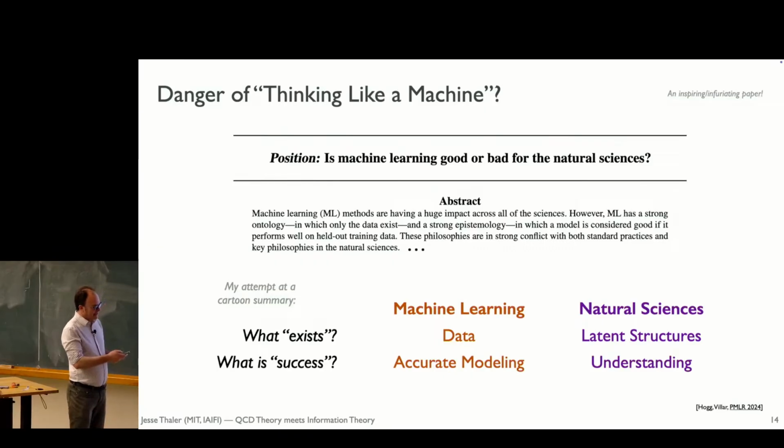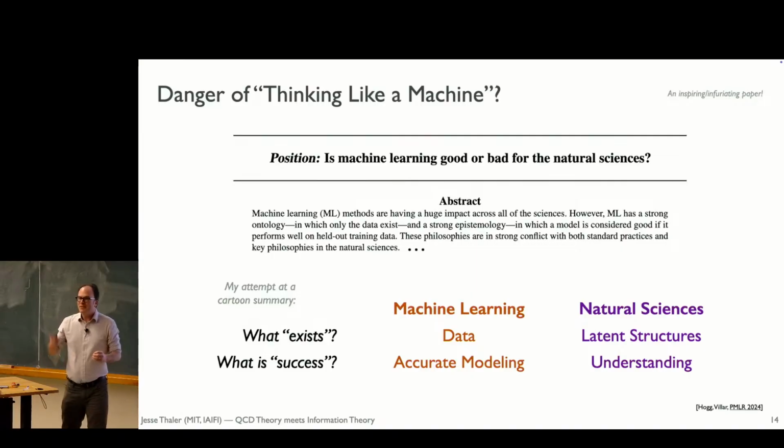So we believe in latent structures, that is, hidden structures that are underpinning the data. And success is understanding those internal structures, understanding the rules that govern the microscopic and macroscopic worlds. And what Hogg and Villar are saying is that these things are in tension with each other. So let me just highlight this tension in the example that I'm going to be showing you in this talk.